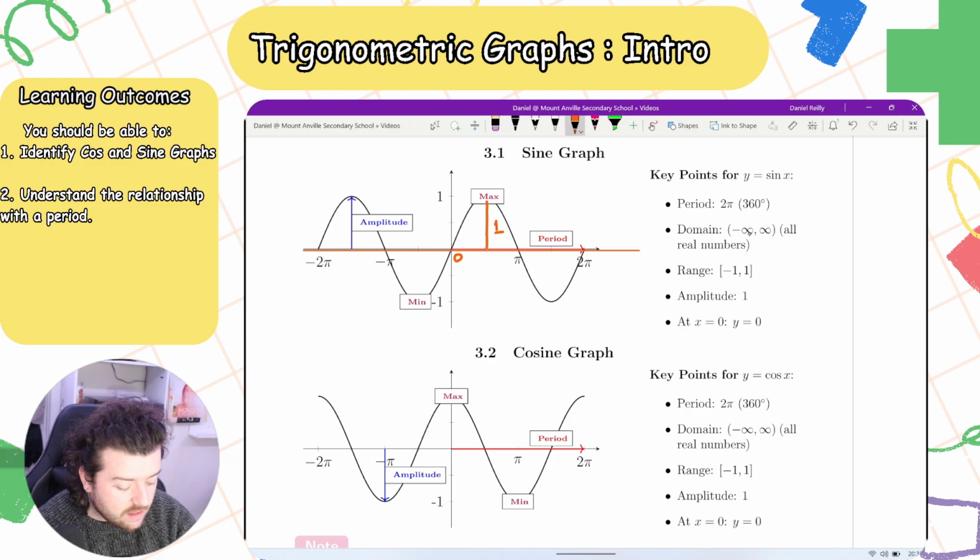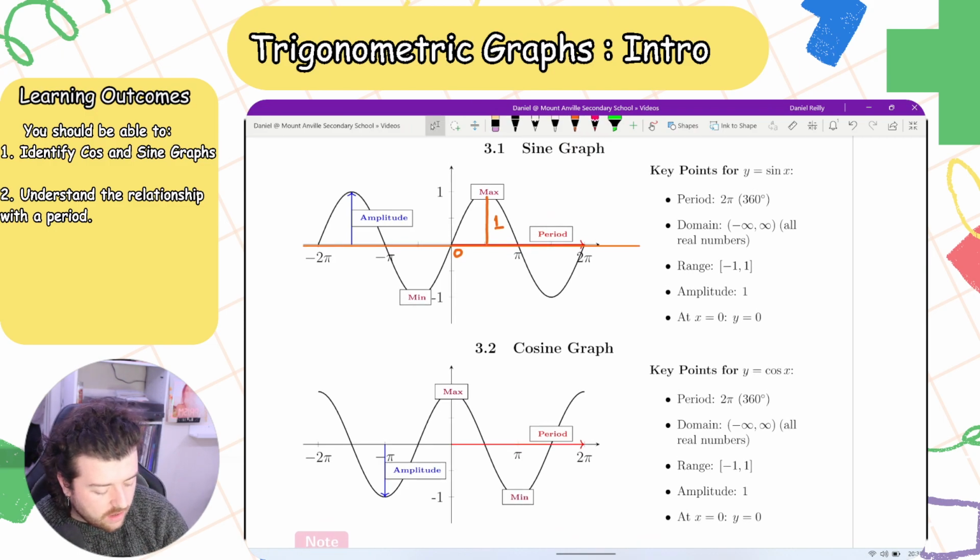The domain just means all the x values it works for. Well, it works for values from minus infinity to infinity, so don't worry too much about that. It just means we can sub any number into a sine function and it will be defined at that point. We have the range, which is -1 to 1, and the amplitude, which is 1. And what's important about the sine graph is it starts at the midline. Sine starts at the midline. If that helps you remember, sine starts at the midline, right?